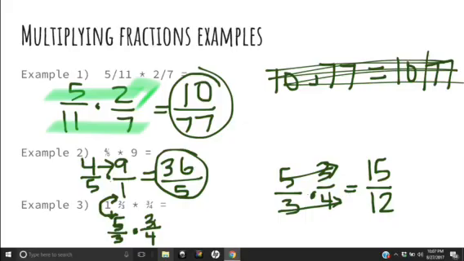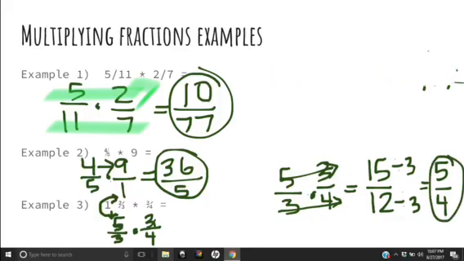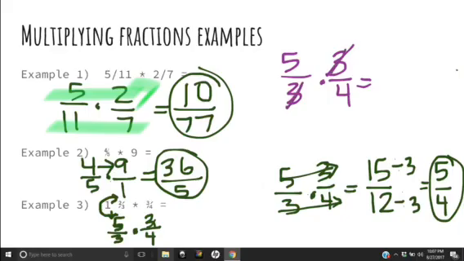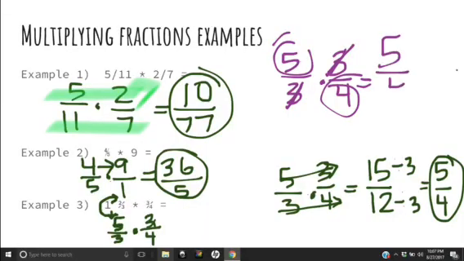And this can be reduced. I can divide top and bottom by 3. 15 divided by 3 is 5. 12 divided by 3 is 4. Some of you may have noticed that I could have done that a little bit differently. I'm going to rewrite it. 5/3 times 3/4. I could have canceled top and bottom 3's right away. So then I just have 5 over 4. Two different ways to solve that. Solve it whichever way makes the most sense to you.